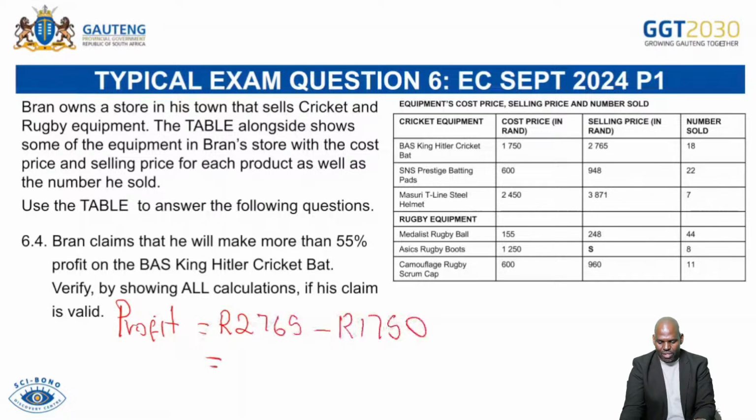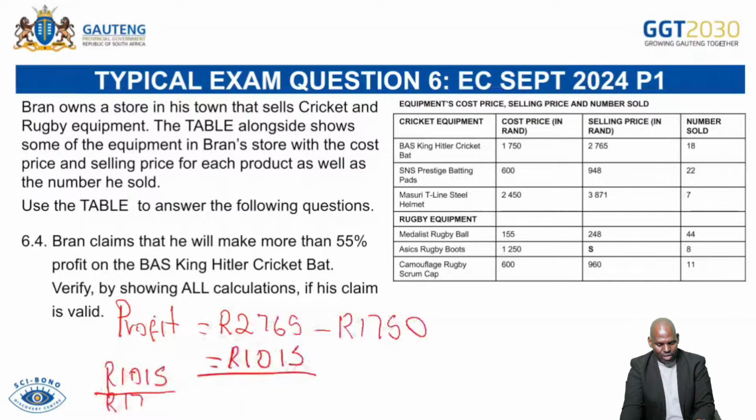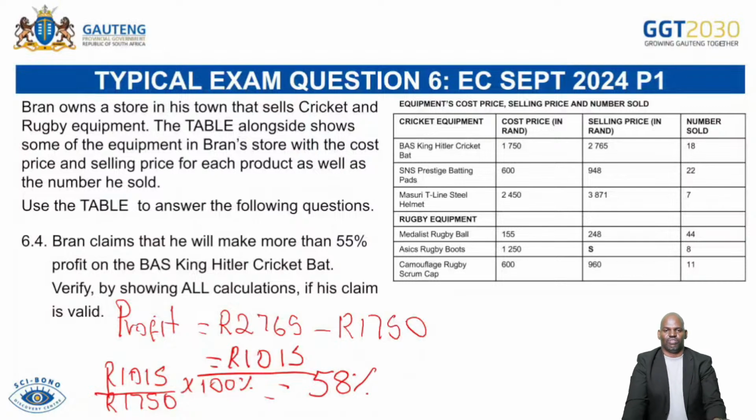so 2,765 minus 1,750, it's 1,015 rand. This is the profit. And the profit is from where? It's from cost price. So we take 1,015 rand, we divide it by 1,750, we multiply by 100%, or you just multiply by 100, divide by 1750. Then I'm getting 58. So it's 58%.